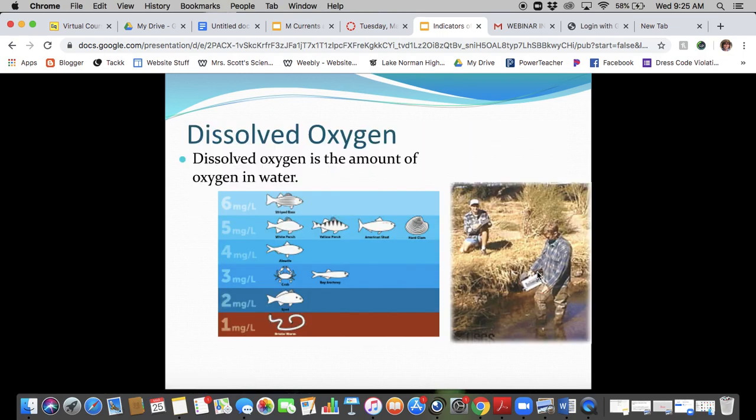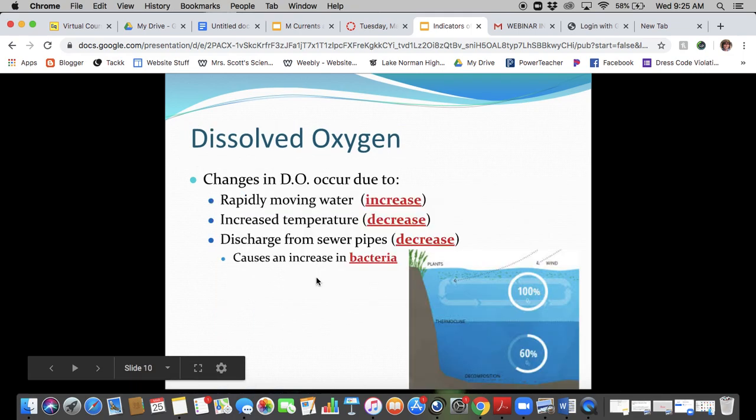All right. Our third indicator, dissolved oxygen, it's how much oxygen is dissolved in the water. Wow. That's enlightening. Not really. All right. Again, different species have different tolerance levels. How we change dissolved oxygen. A direct human activity, discharge from sewer pipes, that would decrease oxygen because we're adding more bacteria. Bacteria take up oxygen too. So if we increase the bacteria, that's going to decrease the oxygen.